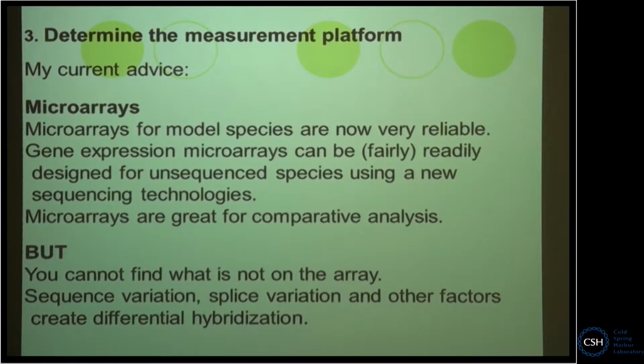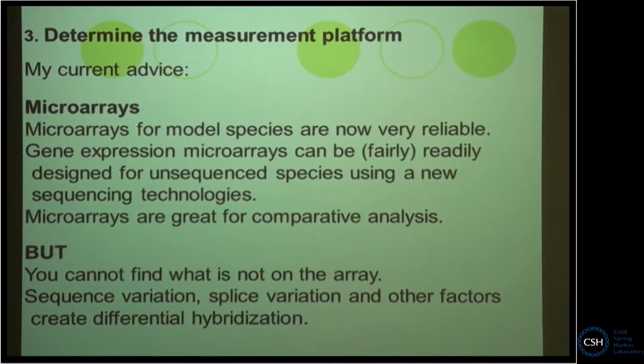Okay, I think everybody knows this, but anyway, what about the platform? Microarrays, especially for model species, are really very reliable. You really shouldn't have to validate them unless you're really terrible at the bench. You should send them out for processing to a processing center.